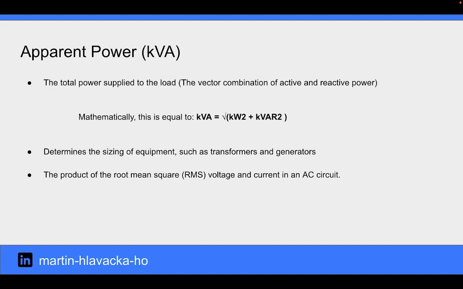Since we covered what active power and reactive power are, we can explain apparent power. Apparent power is the total power supplied to the load. Apparent power determines the size of equipment such as transformers and generators. It is the root mean square product of voltage and current in an AC circuit.